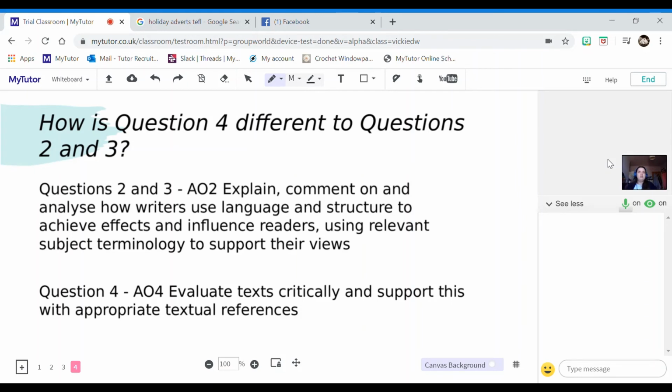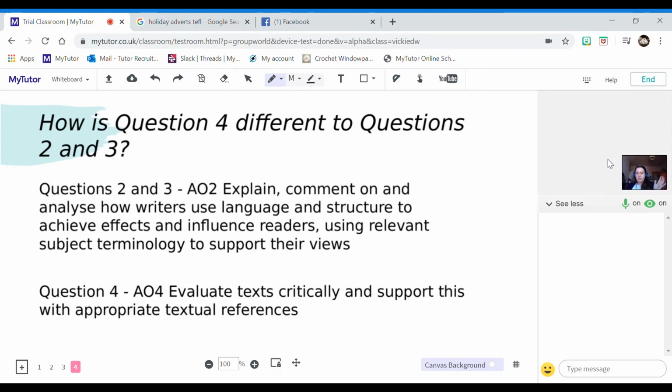So in terms of how question 4 is different to questions 2 and 3, questions 2 and 3 look at assessment objective 2, which is commenting, explaining and analysing how the writer uses language and structure to create certain effects. AO4 is evaluating and supporting with appropriate textual references why something is being done. So you can speak about pieces of terminology in questions 2 and 3, that's absolutely fine, but how you are answering is completely different, and you need to be more evaluating than saying this makes the reader feel, this works because. You need to take it further and say this is effective, these are the reasons why, this is how it links into the bullet point, and use the vocabulary that you've been given in those bullet points to make it clear to the examiner that you know what you're talking about and you're definitely answering question 4.